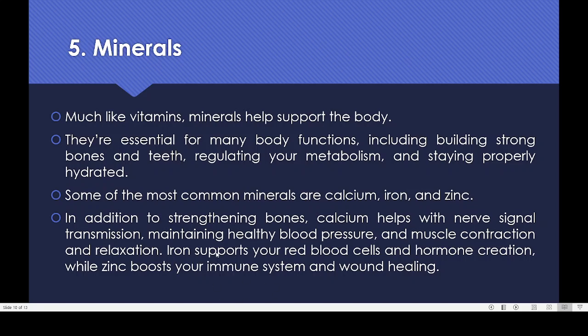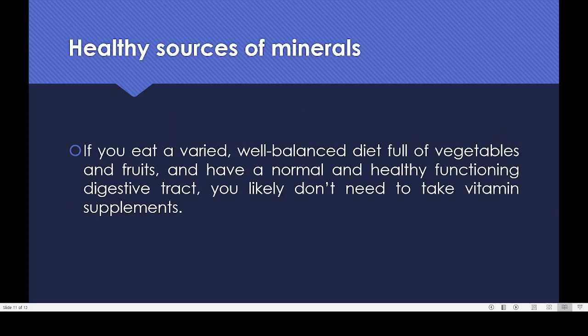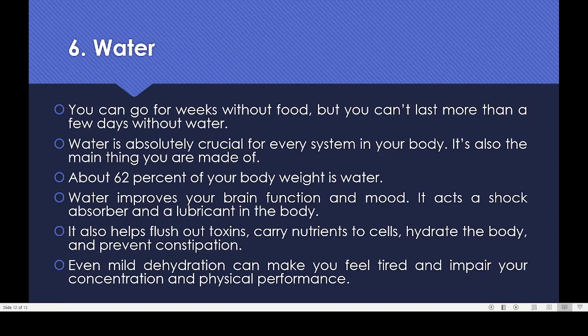If there is a deficiency of iron, there may not be enough hemoglobin. At the center of hemoglobin is an iron molecule. So no iron means no formation of hemoglobin. That is why iron supports your red blood cells and hormone creation. Then zinc. Zinc is another mineral which is very important for the immune system, especially for healing of wounds. So these are the different types of minerals that our body needs.